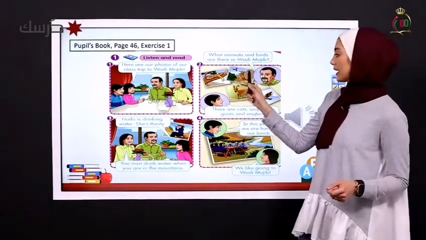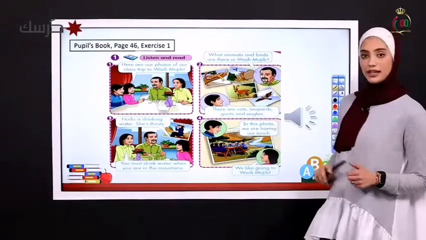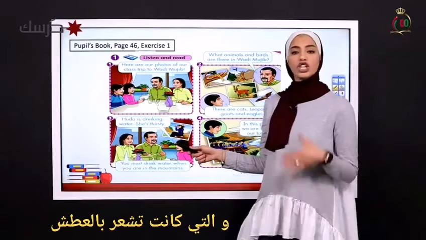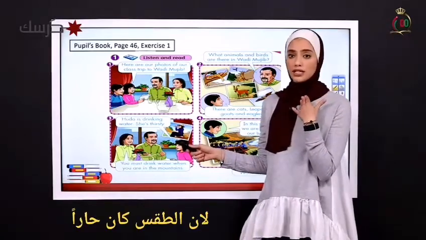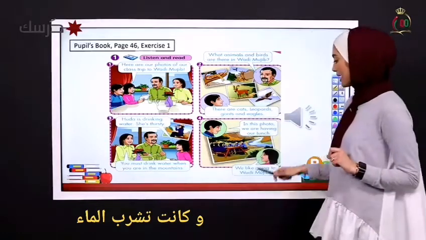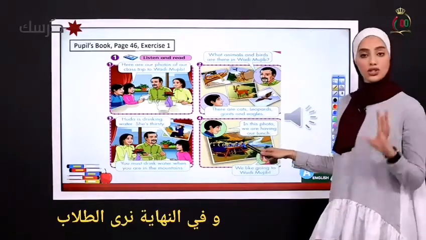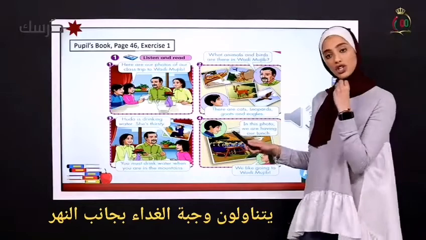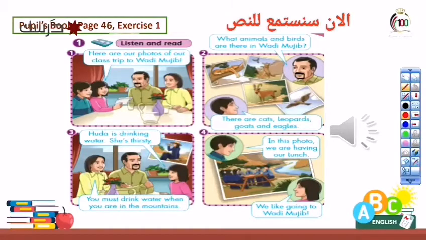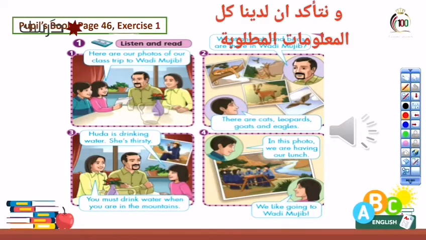The leopard, the cat, the goat and the eagle. Here also she showed them a picture of Huda. She was thirsty because it's hot, so she was drinking water, and at the end we can see that the students are having lunch near the river. Now let's listen again, make sure that we know everything, and we will be back with some questions.